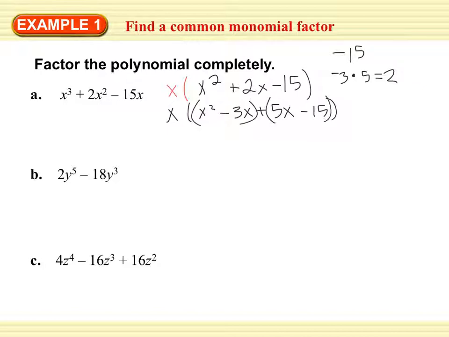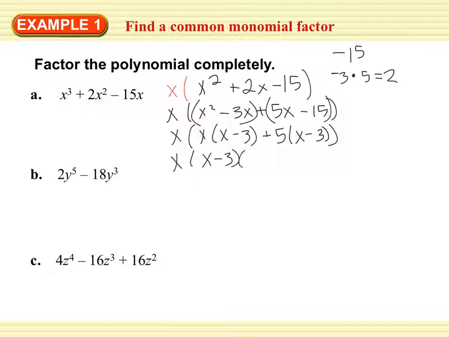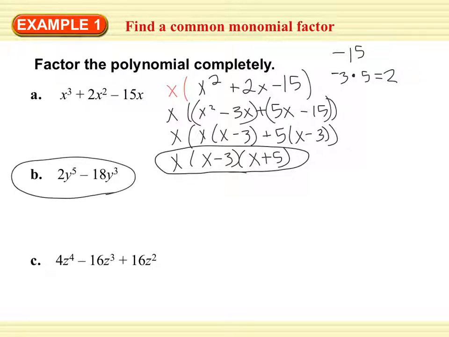Okay, factor by grouping. I take out an x, I have an x minus 3 left. I take out a 5, I have an x minus 3 left. And this x is still hanging out, right? Now we take out the x minus 3, which is common, and we have x plus 5 left. So there we go. We have factored completely. Okay, I'm going to grab this one and take it to the next slide.